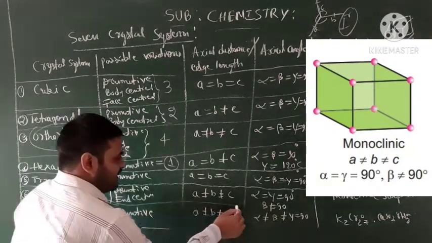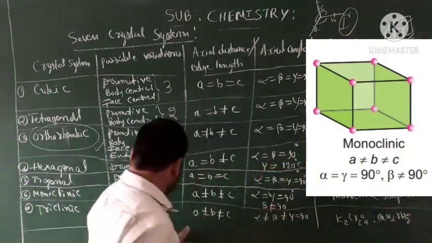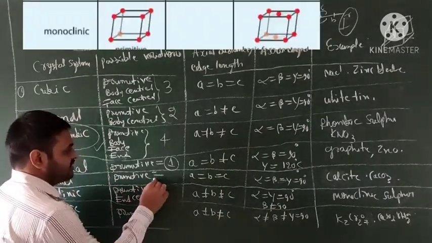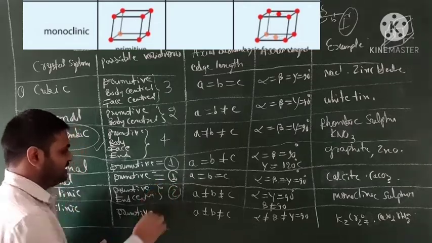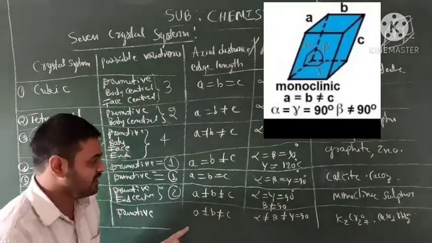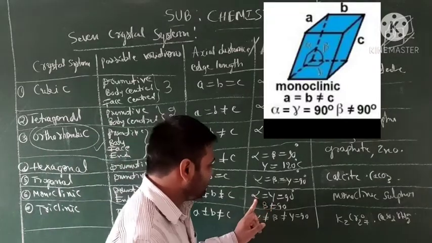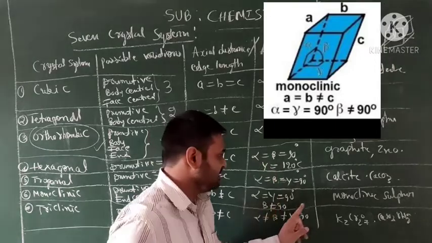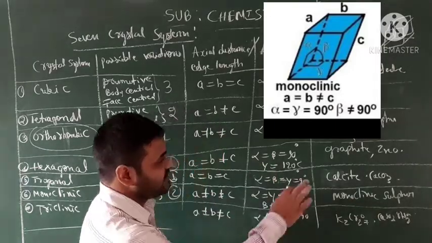Next, the sixth one, monoclinic. It is giving primitive and end-centered, two possible variations. The angles are not to be equal. Alpha and gamma are 90 degrees, but beta is not 90. Monoclinic sulfur is the example.